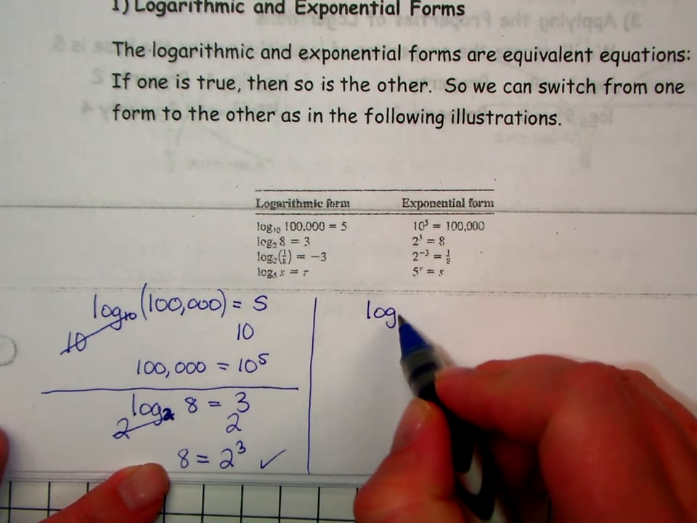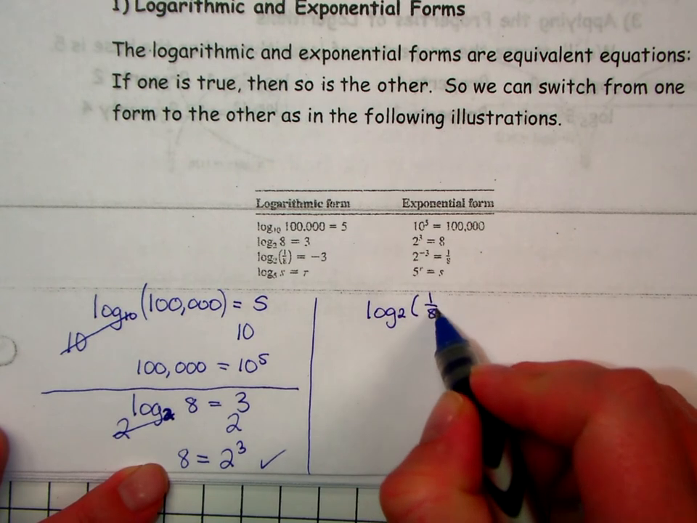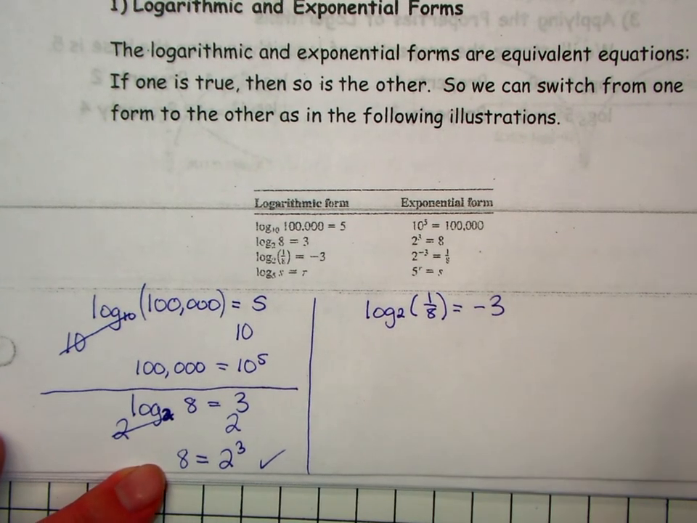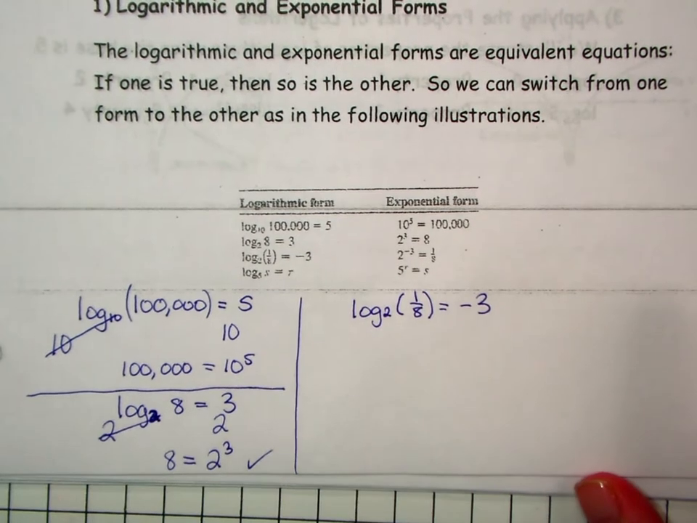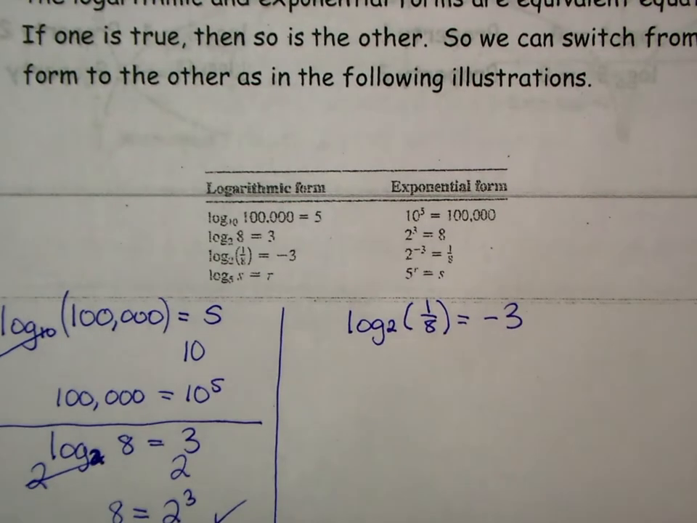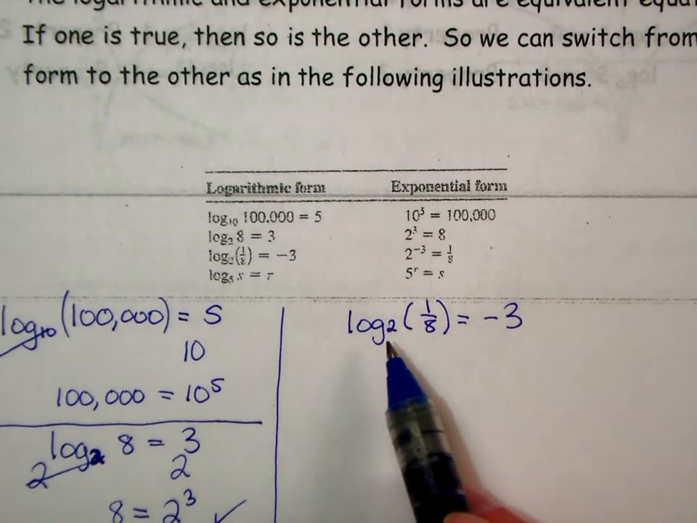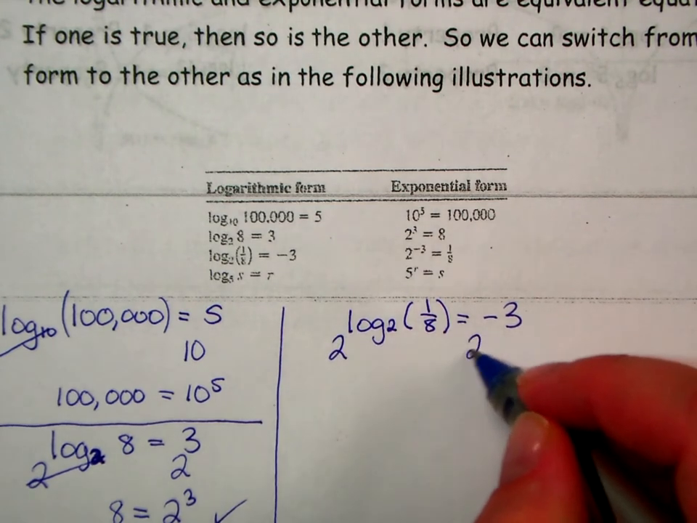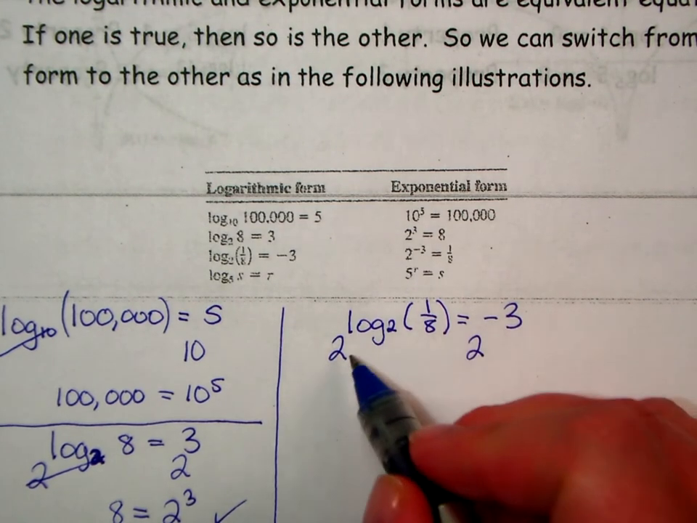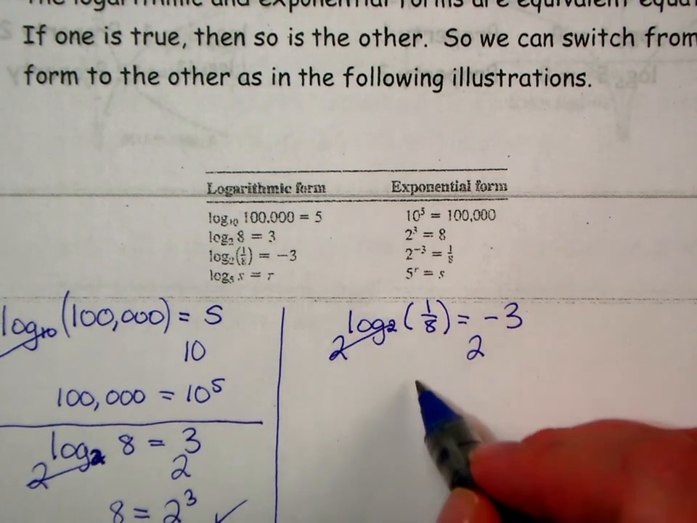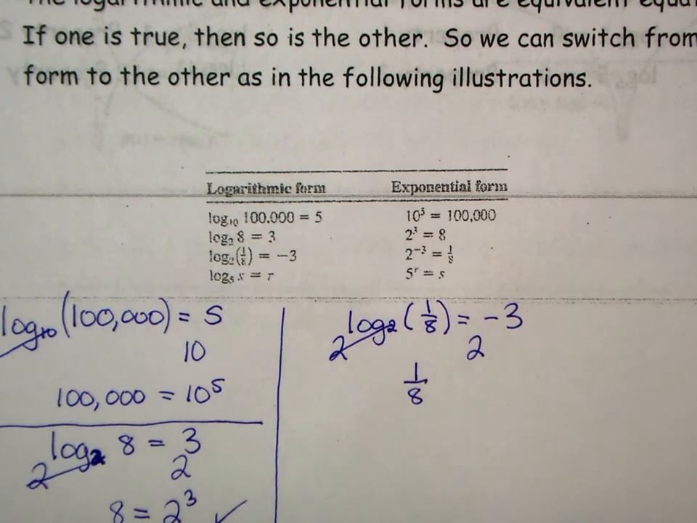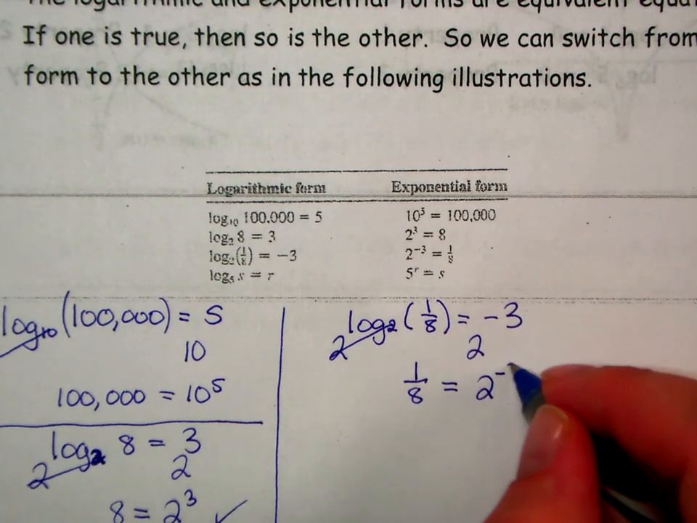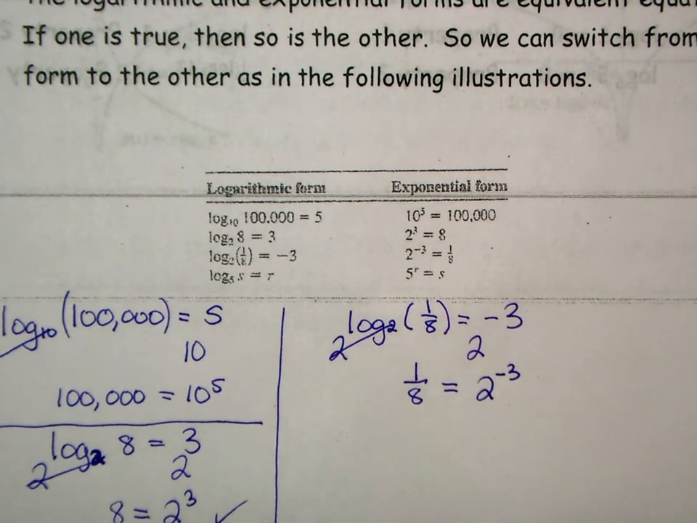Okay. All right, so then let's go and do the next one. Log base 2 of 1/8 equals -3. Right? So if we were to put that in its exponential form, I would just want to cancel this log base 2. And so I'm going to raise both sides by 2. And 2 raised to log base 2 will cancel. And so we get 1/8 over here on the left. And on the right we get 2 to the -3rd power. Now is that true?